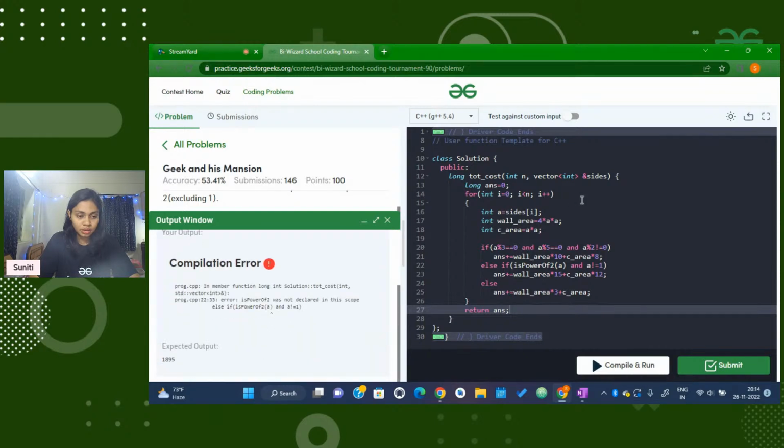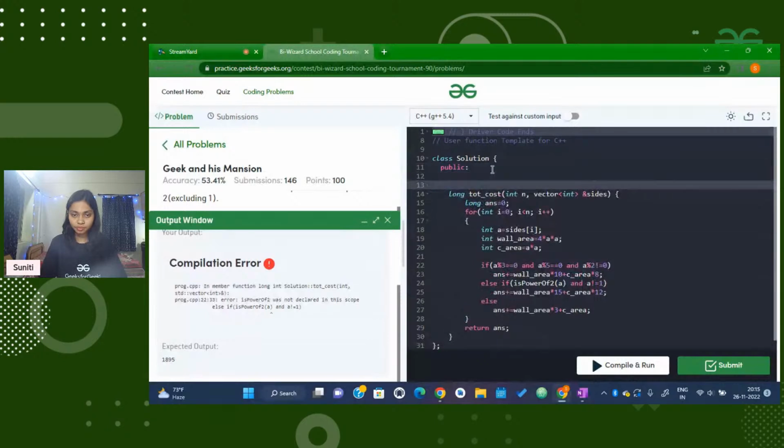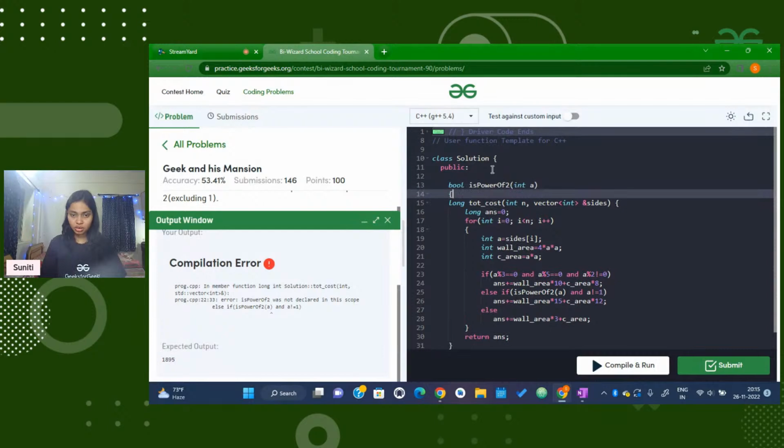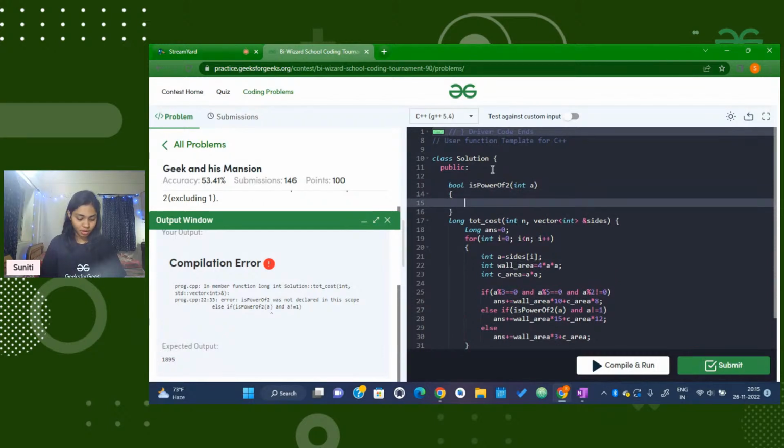Okay, so we have not declared the function, sorry. So let us see, we have a function isPowerOf2 and we have an integer here. What we are going to do is we will just check if doing log 2 of this number gives us an integer or not. If it is giving us an integer, then it means that the given number is a power of 2.